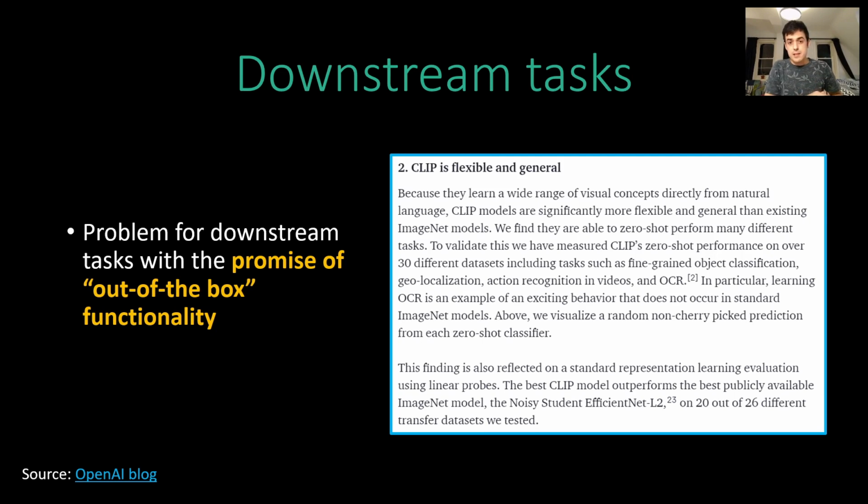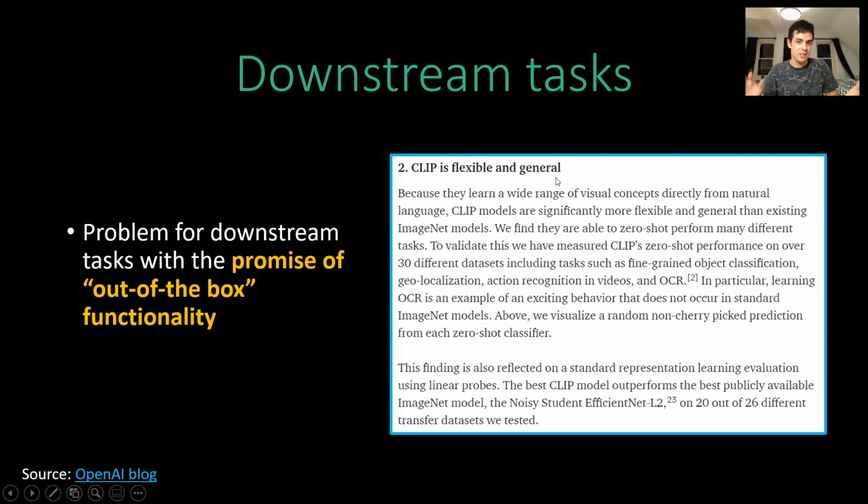Right, downstream tasks. We talked about this a little bit before as well. The problem is when we take this model and use it for something that it was not trained on. You would think this is obvious, but this is the whole promise of this model being zero-shot. The promise is that it has out-of-the-box functionality, so you can just load it from OpenAI and start using it for anything.